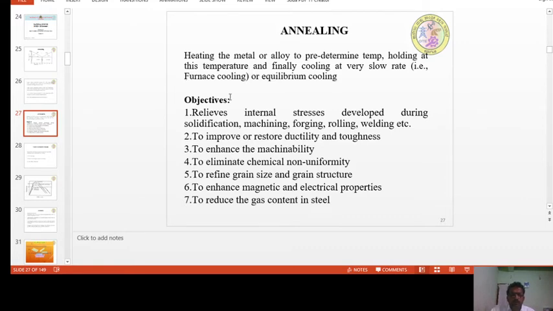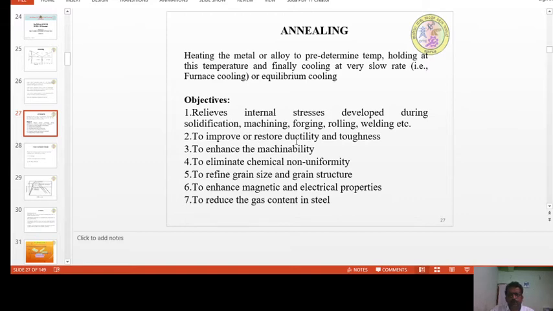Coming to the objectives: to relieve internal stresses developed during solidification, machining, forging, rolling and welding, etc. Generally when metals are subjected to forming or machining processes, the structure will be destroyed and it results in a collection of internal stresses that has to be removed before the component is actually used for its purpose. So that is the first objective.